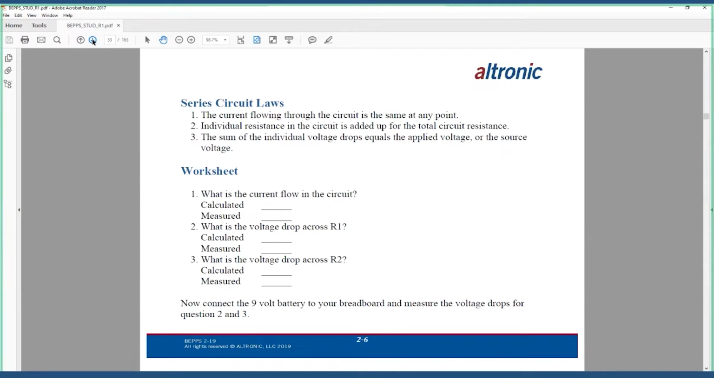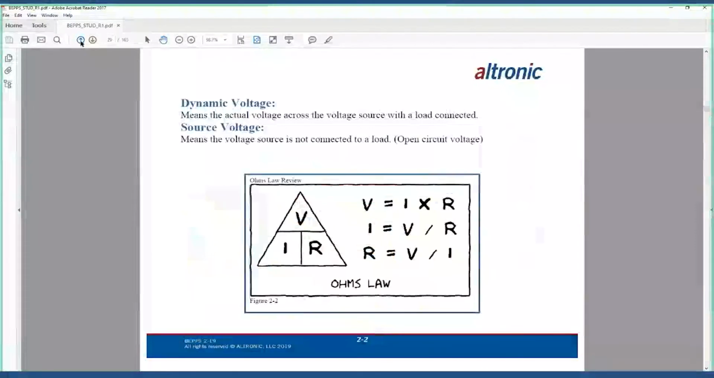So we're going to do our best to answer this. What is the current flow in the circuit? Calculated, measured. So if we have 9 volts, I'm going to have to write this out. We know we have 9 volts and we know we have 2,000 ohms resistance, correct? So what we want to do is find out what the current flow is. Does anybody care to take a crack at that? And I'll tell you what I'll do. I'll jump backwards real quick to Ohm's law.